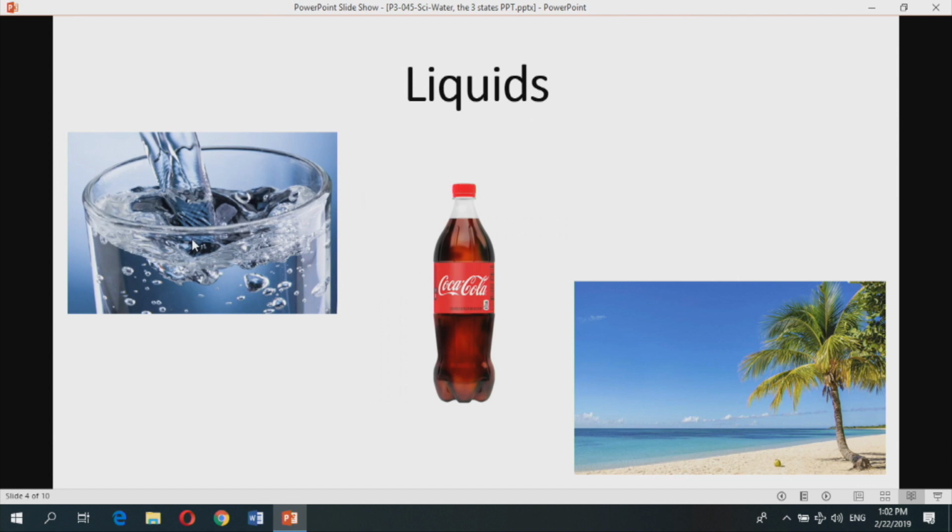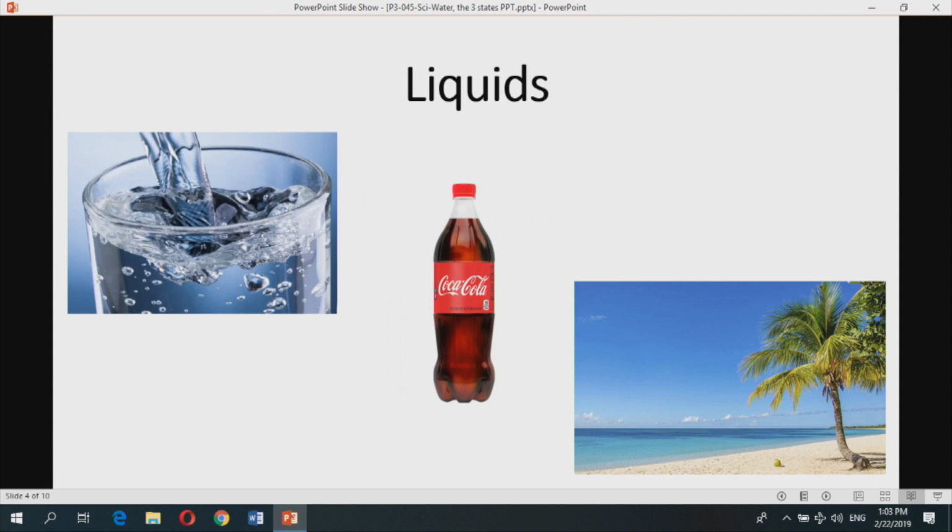And here you can see water, Coke, and oceans. 70% of planet Earth is water. That means that 70% of our planet is liquids. Human beings, how much liquid do you think we have in our body? 70% inside our bodies is liquids. Like blood is the main one, but overall everything inside our body is liquids.